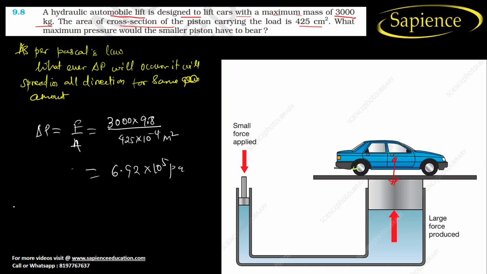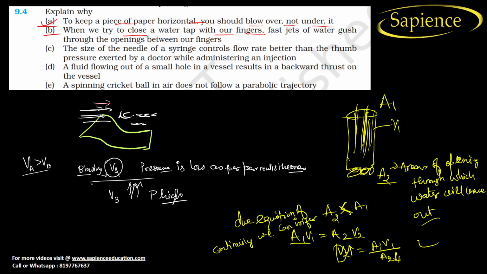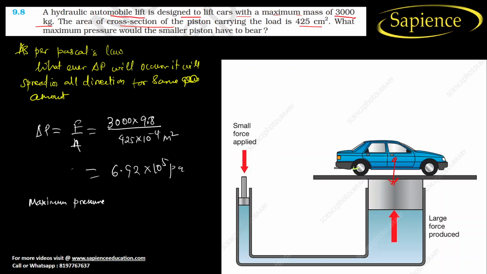So maximum pressure is 6.92 into 10 to the power 5 Pascal, which the smaller piston has to bear. Okay, I hope you have understood this.